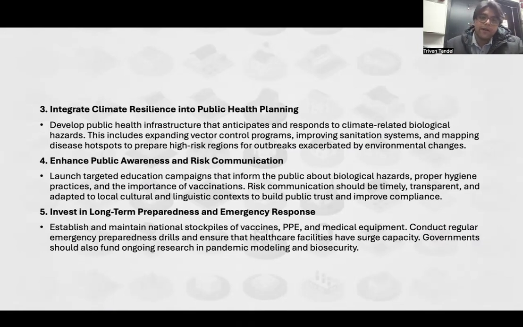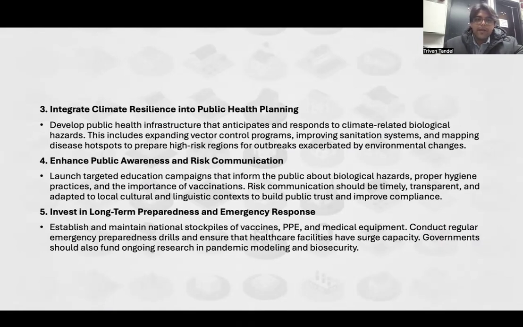And the fourth one is enhance public awareness and communication. Spreading awareness and communication is a very crucial part of preventing pandemic kinds of risk. So, targeted education campaigns, and also medical experts. Those are the people who can understand the biological hazard very well, so they can go to those places and teach the locals how to prevent and how to learn about the risk, so they can monitor the risk in a timely way, and also adapt to the local culture and context to build public relationships and improve compliance.